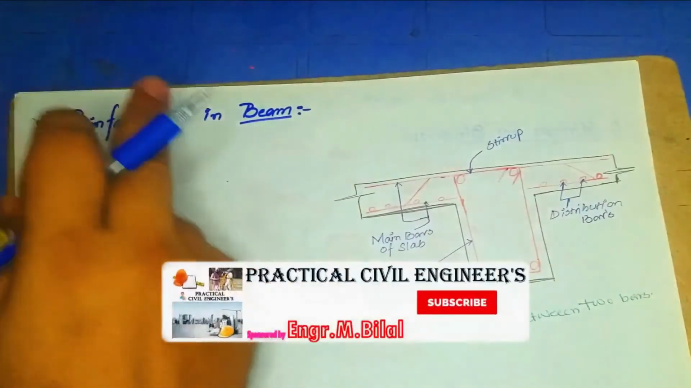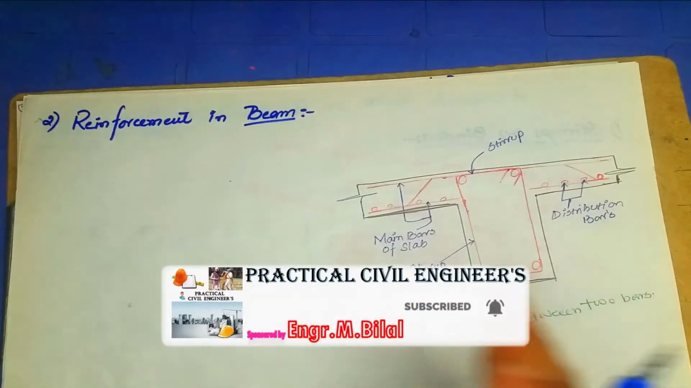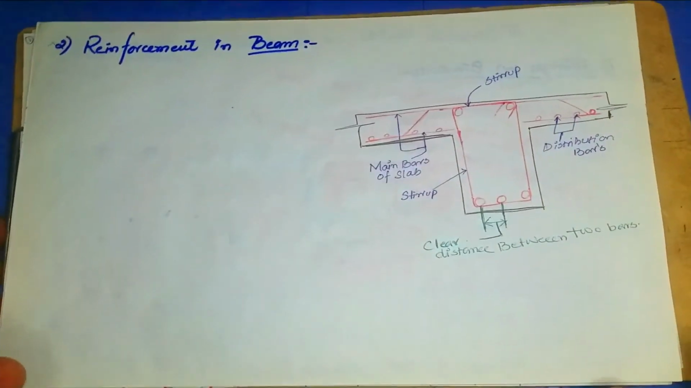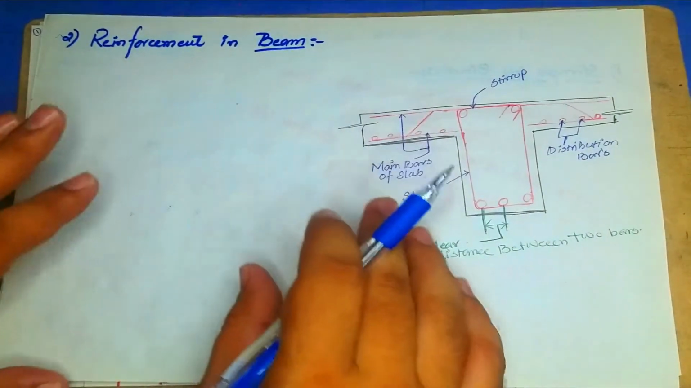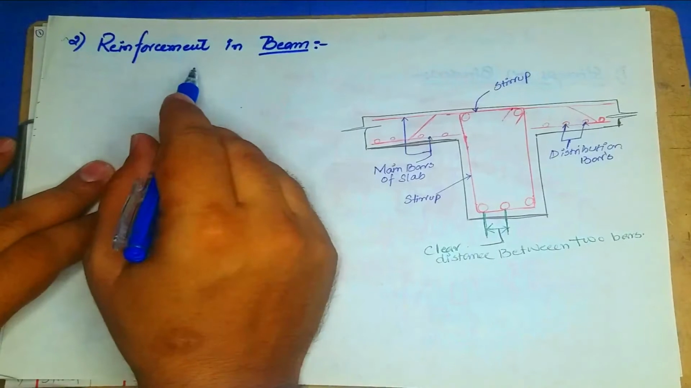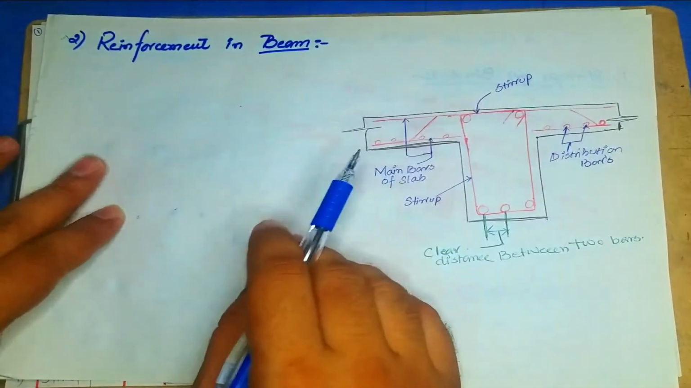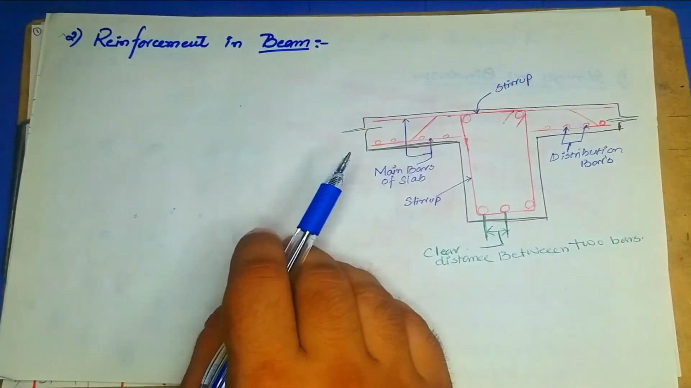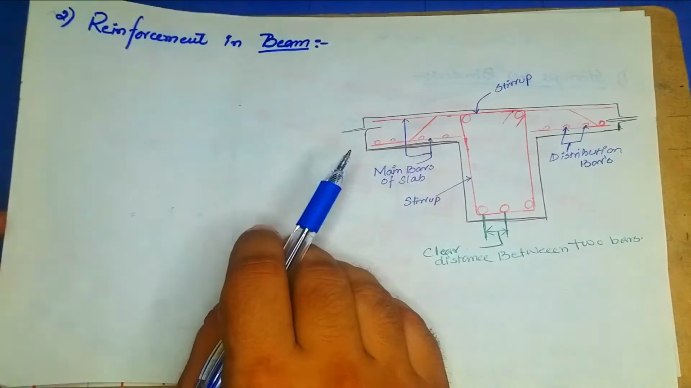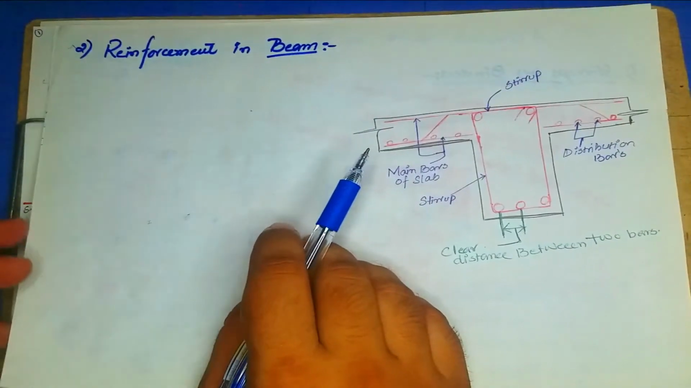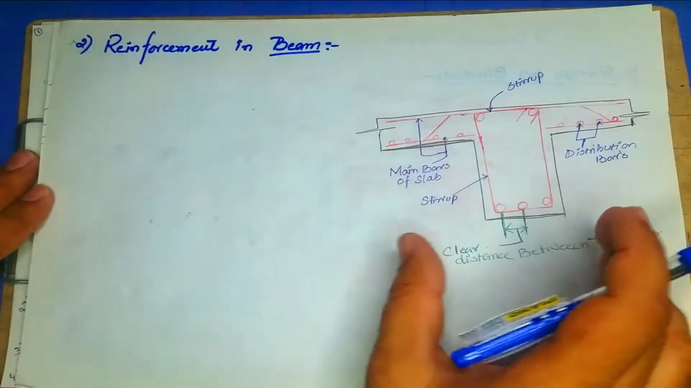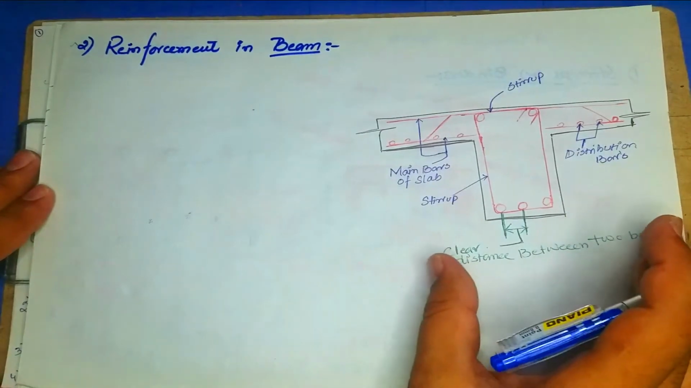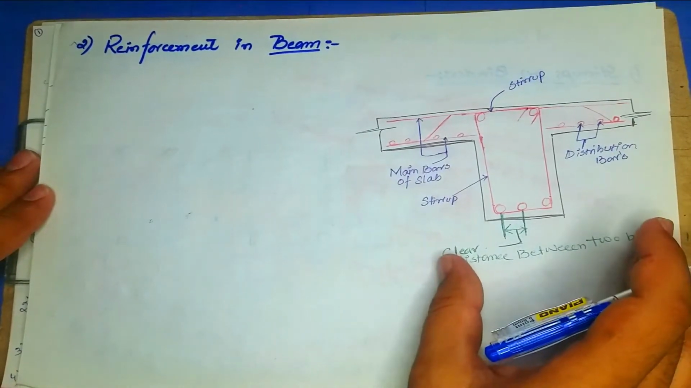In continuation of the previous complete guidance on steel reinforcement used in RCC beam, column, slab and footing, the second one is reinforcement in beam. How many types of beams are there? This will be discussed in my next video lecture. Here we will discuss the reinforcement in the beam.